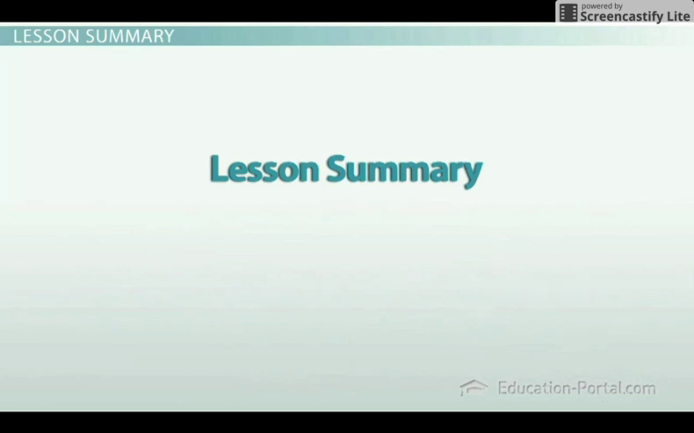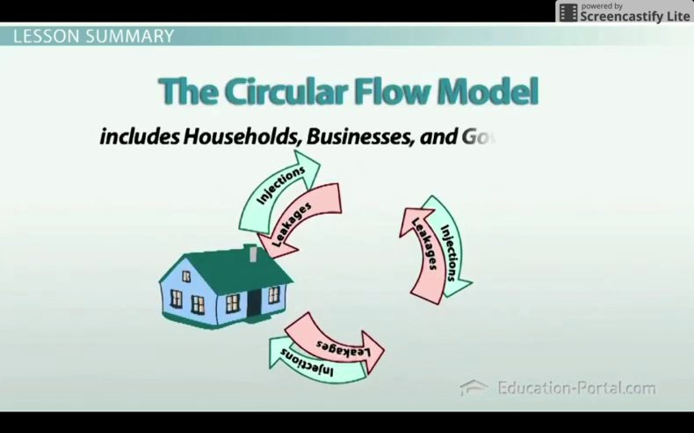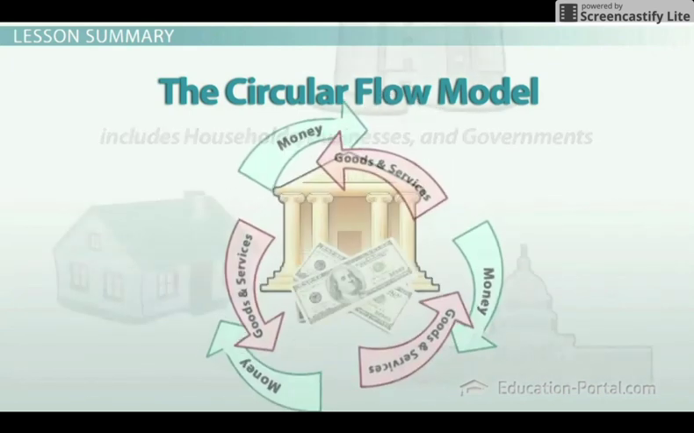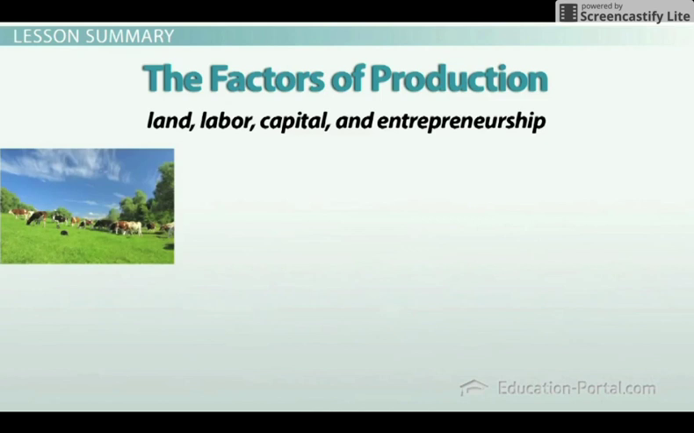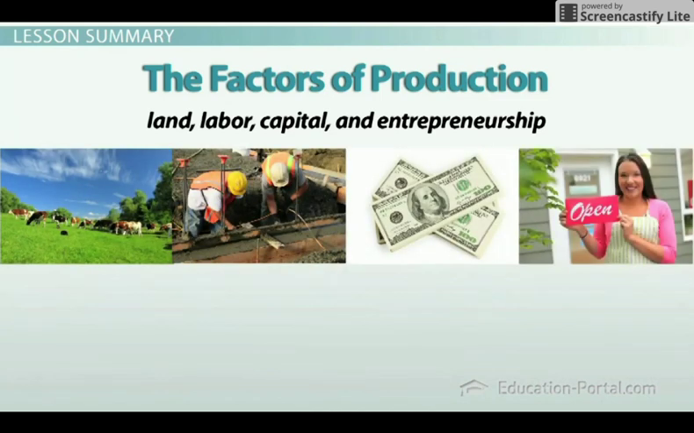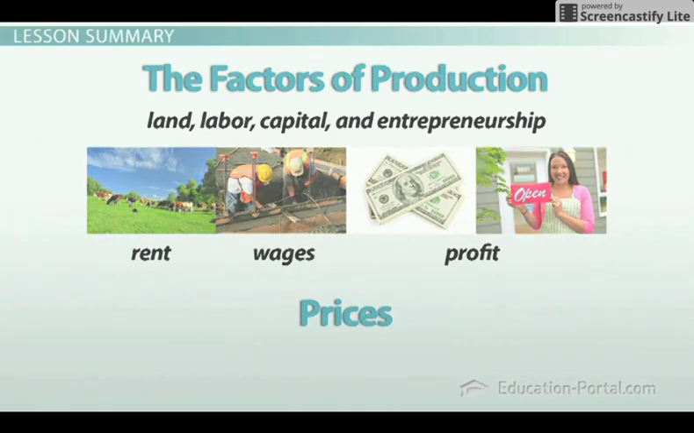To summarize what we've talked about in this lesson, the circular flow model includes households, businesses, and governments, and shows how money moves around in a simple market economy. The factors of production, land, labor, capital, and entrepreneurship, have prices that we call rent, wages, and profit.